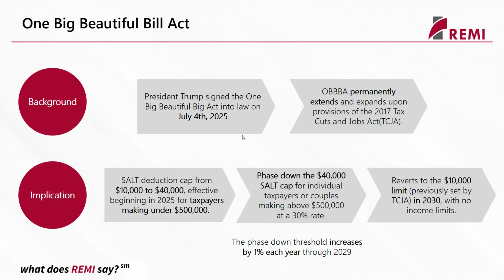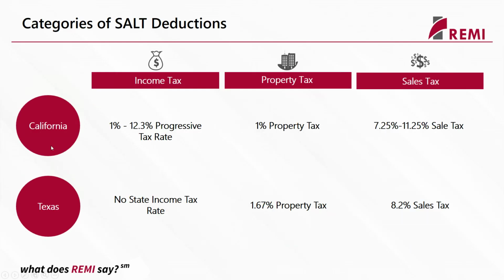It extended the cap from $10,000 to $40,000 effective beginning in 2025 for taxpayers making under $500,000. It will phase down the $40,000 SALT cap for individual taxpayers or couples making above $500,000 at a 30% rate. And finally, it would revert back to a $10,000 cap in 2030 with no income limits. And with that, I will pass it to Shane to explain the categories of the SALT deduction.